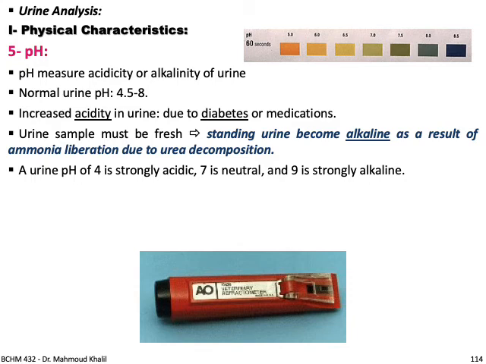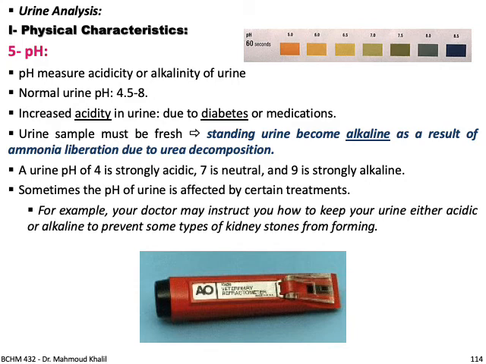Urine pH of 4 is strongly acidic, while 9 is strongly alkaline. Sometimes the pH of the urine is affected by certain treatment. For example, your doctor may instruct you how to keep your urine either acidic or alkaline to prevent some types of kidney stones from forming.